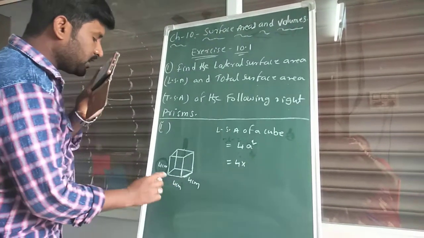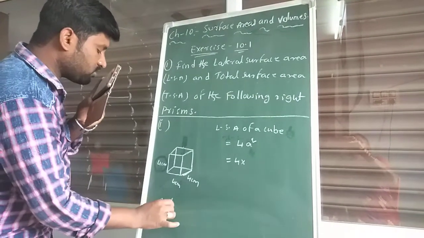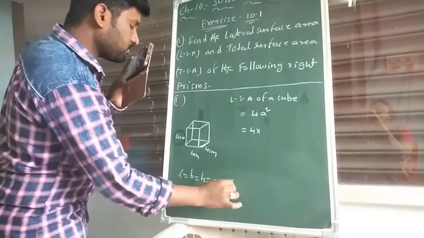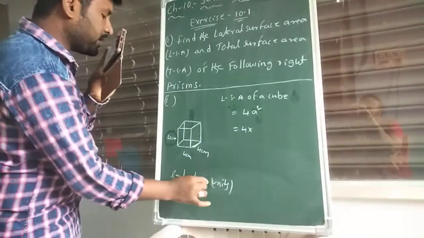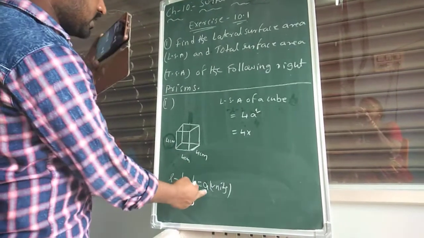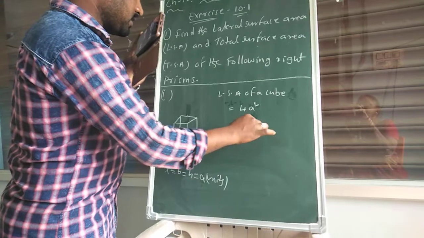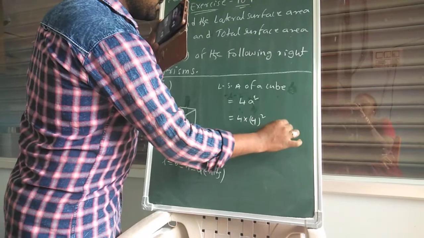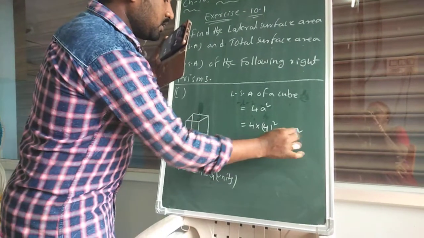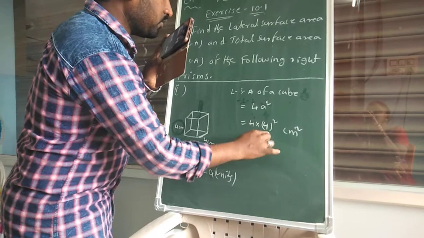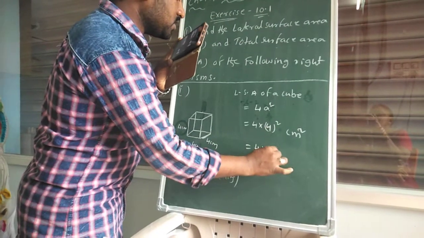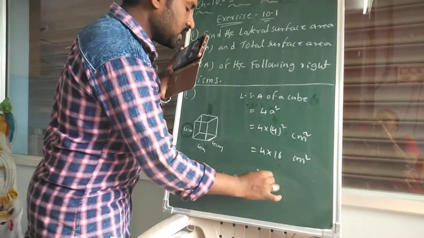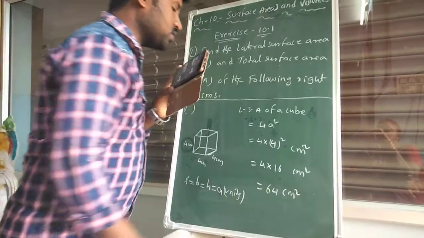Now because in a cube, length is equal to breadth is equal to height, that is same, a units. Length, breadth, height, all 3 dimensions are the same. A square, in the place of a I am writing 4, that is 4 square centimeter. Now 4 into 4 square means that is 16 square centimeter. 16 fours are 64 square centimeter.